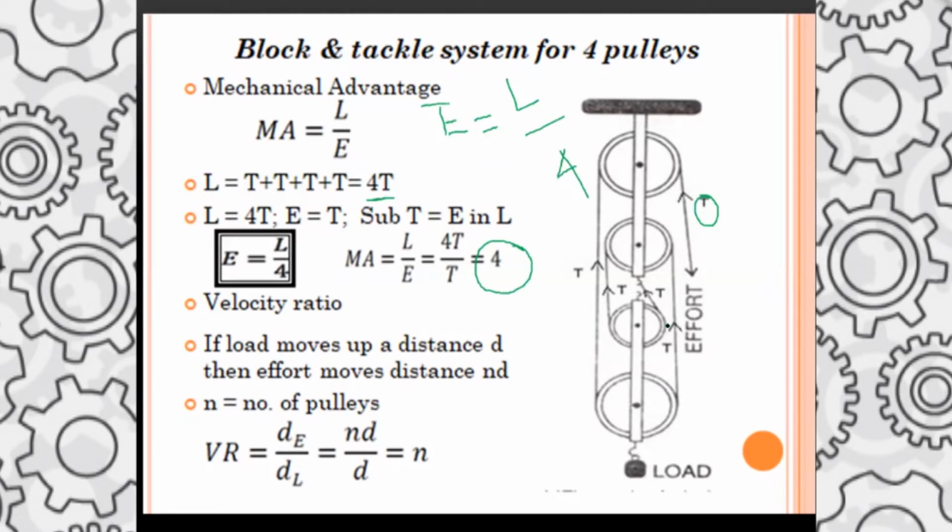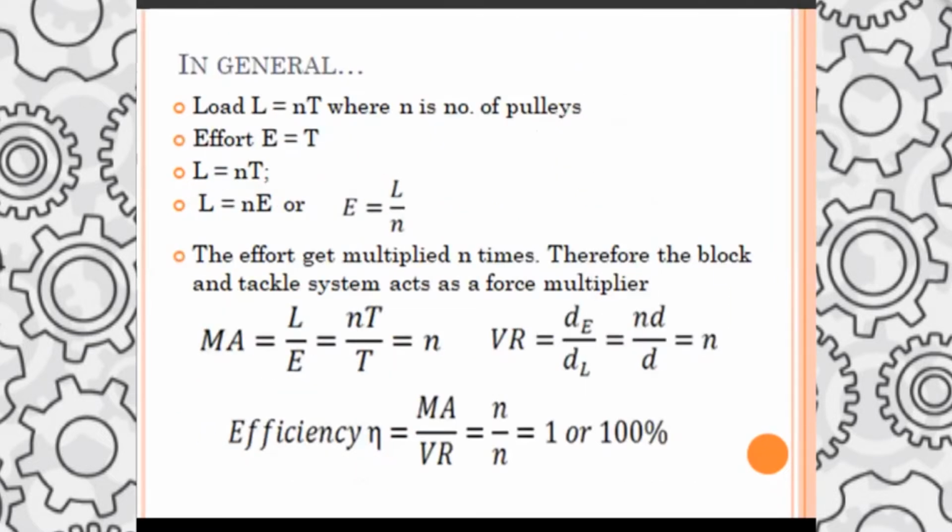That is also equal to the number of pulleys involved, and efficiency is of course 100%. So to make it general, the load L is equal to N into T, where N is the number of pulleys involved and effort is always T. So when you substitute, your mechanical advantage is also equal to N and the velocity ratio is also equal to N. The effort that you put in moving the object gets multiplied N times, the number of pulleys.